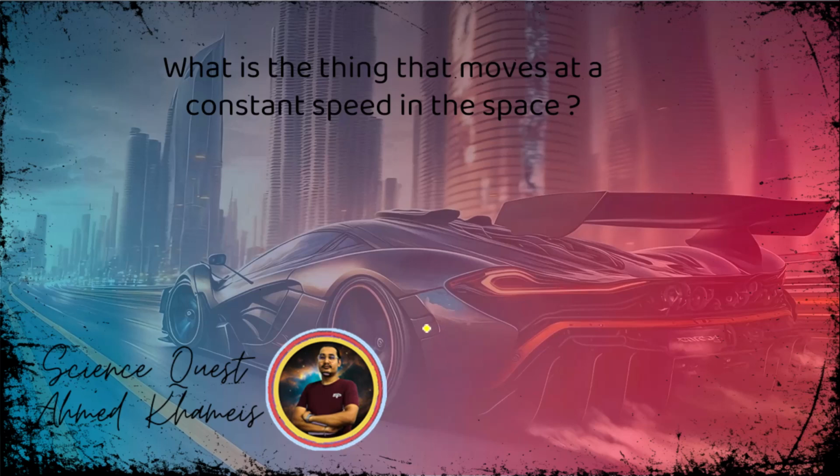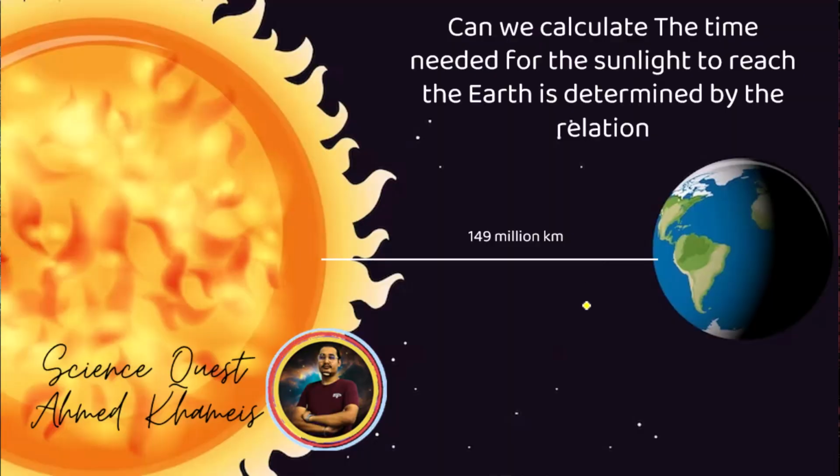What is the thing that moves at a constant speed in space? There is only one thing, which is light. And from that we can calculate the time needed for the sunlight to reach Earth. We know that light speed is 300,000 kilometers per second, and the distance between the sun and Earth is 149 million kilometers.